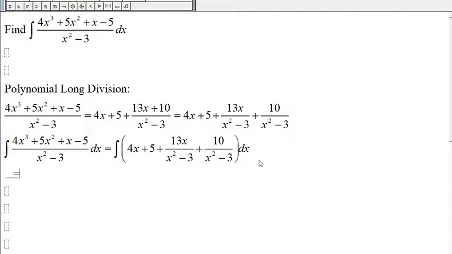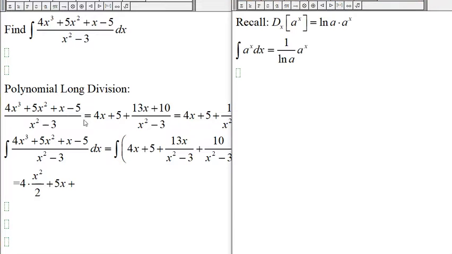The antiderivative of the 4x would be 4 times x squared over 2, and then the antiderivative of the 5 is just 5x. And then we need to do the antiderivative for the 13x divided by (x^2 - 3) dx.